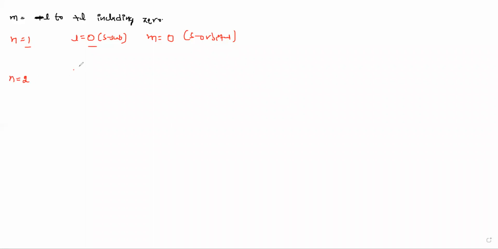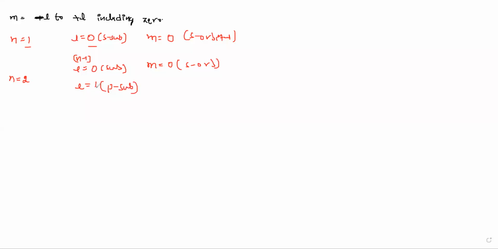the azimuthal quantum number value L is equal to 0 and 1. The maximum L value is n minus 1. If L is equal to 0, the magnetic quantum number is also 0 only. That is the S orbital, the 2s orbital. This one is the S subshell, we know that already. And this is the P subshell.